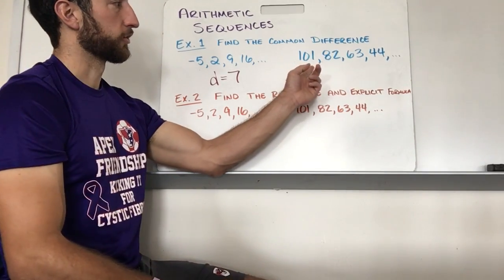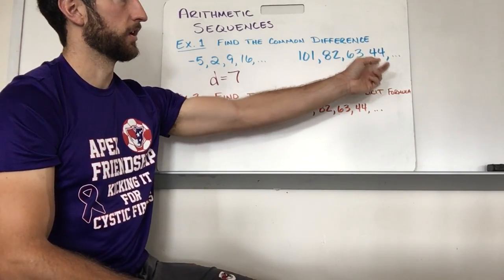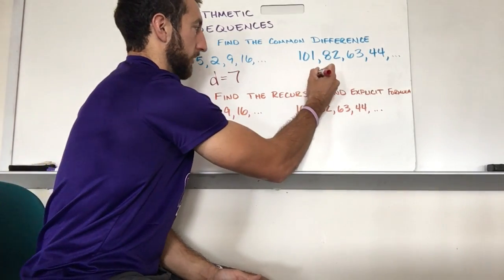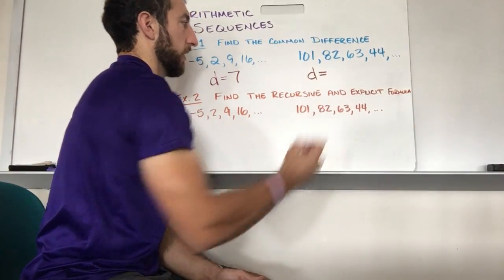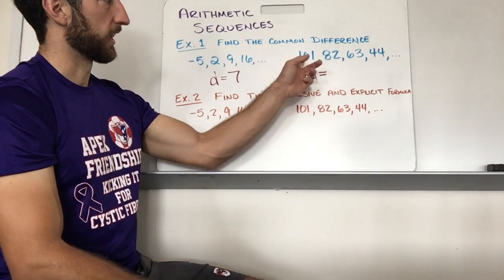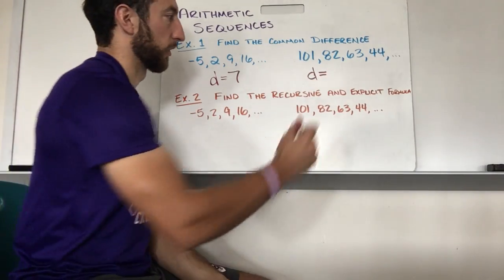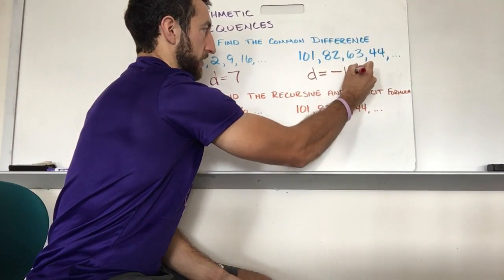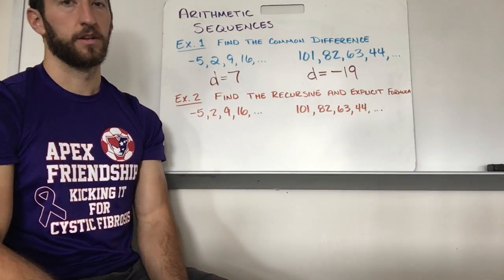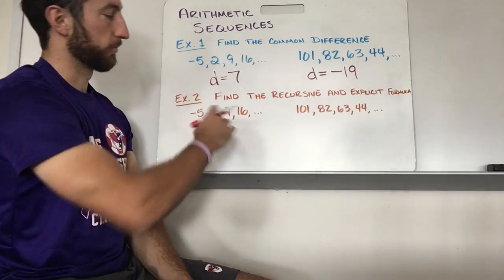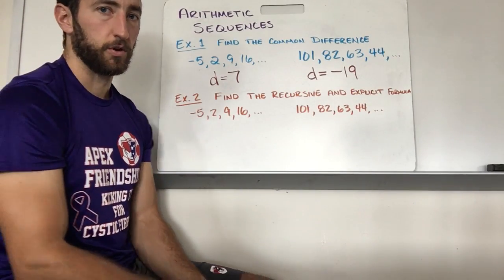For this one, 100, 82, 63, 44, it looks like we're subtracting a number, so our common difference is going to be negative. We look for the pattern and we're subtracting 19 each time. So our common difference is negative 19. Then we apply the recursive and explicit formulas to these same patterns.